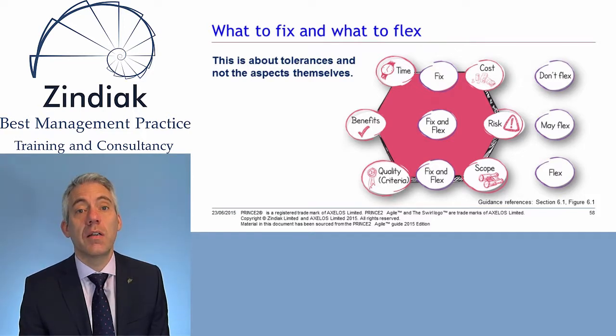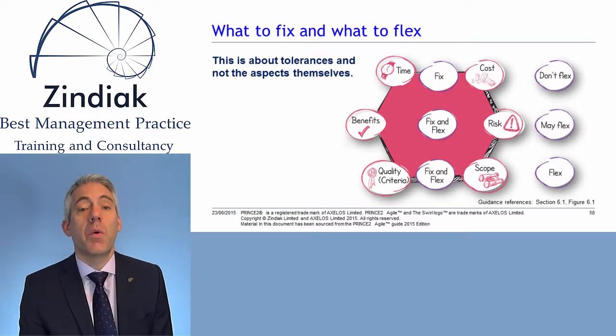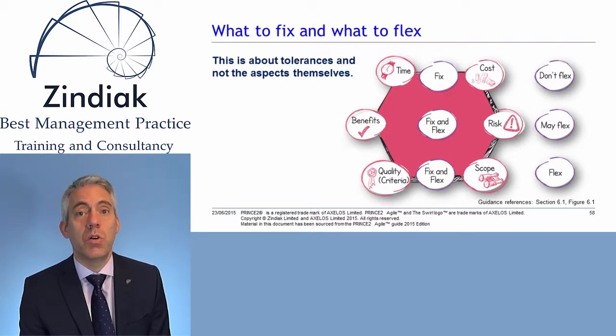So in summary, when it comes to the 6 aspects represented in the hexagon, we generally in an Agile environment won't flex the time and cost. We'll fix those. But risk, benefits, quality and scope, we can flex. So when we're talking about fixing or flexing the 6 aspects, we're really talking about how much tolerance we provide on each of the 6 aspects.